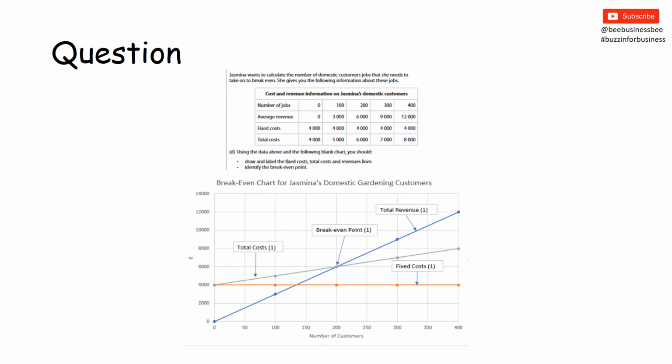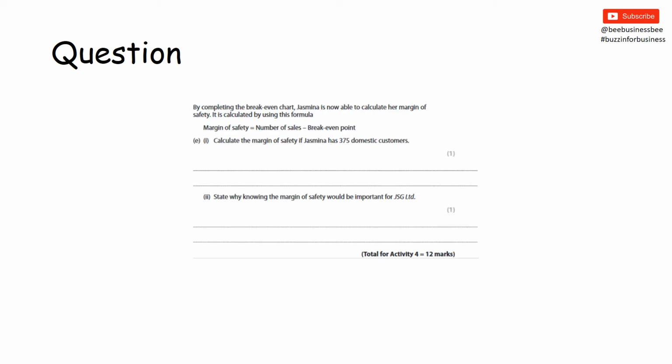Now, you should know at this point that break-even happens where the total cost and the revenue lines intercept each other, because it's a point where you make no profit and no loss. So where do they intercept? Well, they intercept at 200 customers, and if you labelled that up, well done. Or it would be £6,000, and at that point you've got that part right.